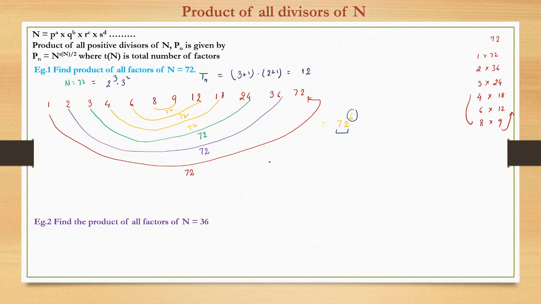So can we write the product of all factors, where the product symbol represents the product of all factors of n, would be given by n raised to power Tn by 2, where Tn is the number of factors of n, right? So this is the generic formula we can derive, and hence I have mentioned it here. So this we can approach this way. Now again 36 we will see.